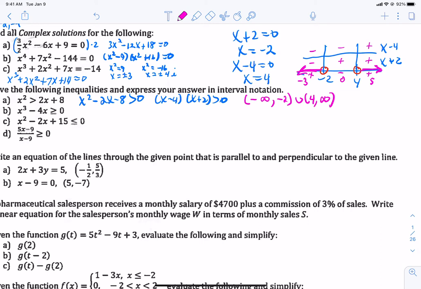A, B, and C, pretty straightforward. You're going to factor, make your plus minus chart. The one I want to work on now is part D. Any questions about A before I move on to D?